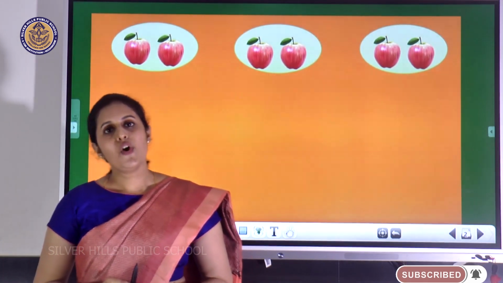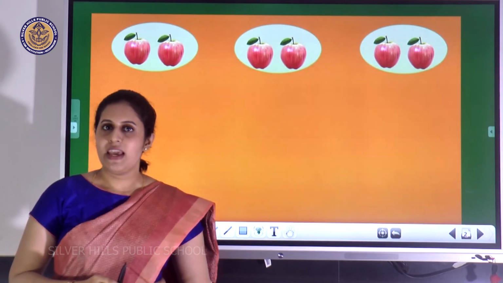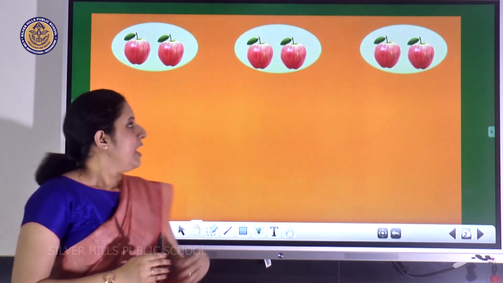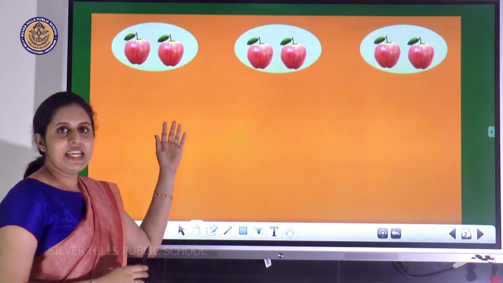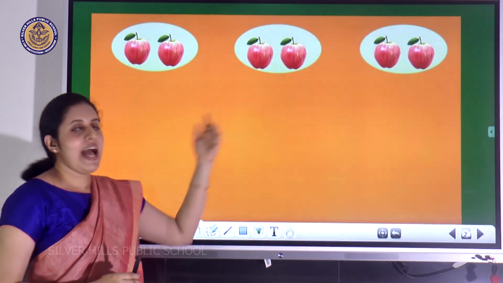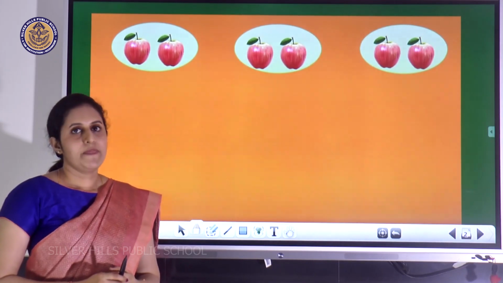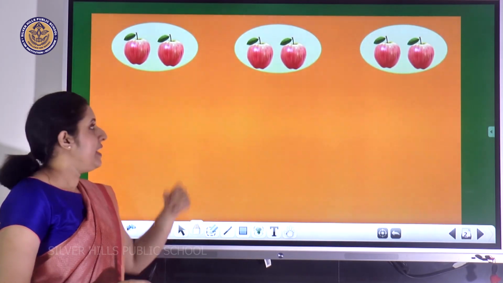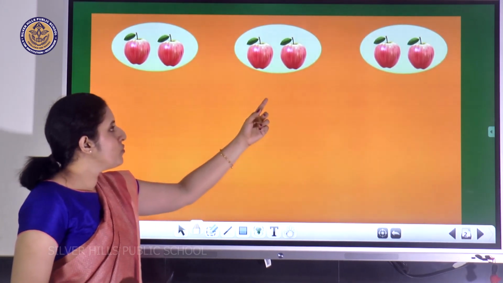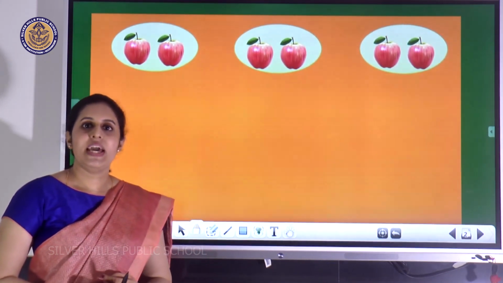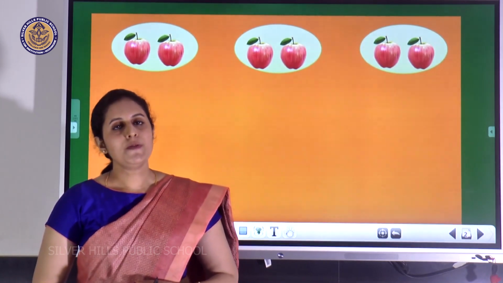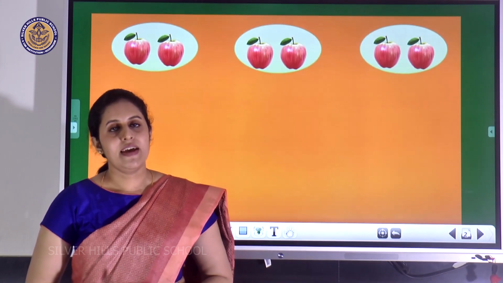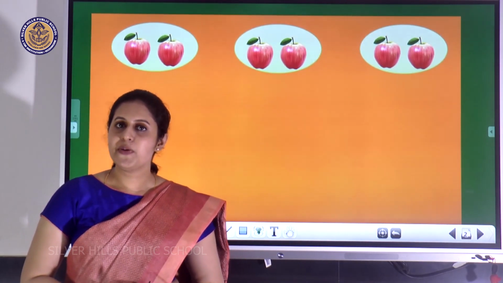Now we are going to look at another way of seeing how many apples are there. If you look closely, you can see that these apples have been grouped. Okay, and how many such groups are there? Very clearly 1, 2, 3. So there are 3 groups of apples. And how many apples are there in each of these 3 groups?